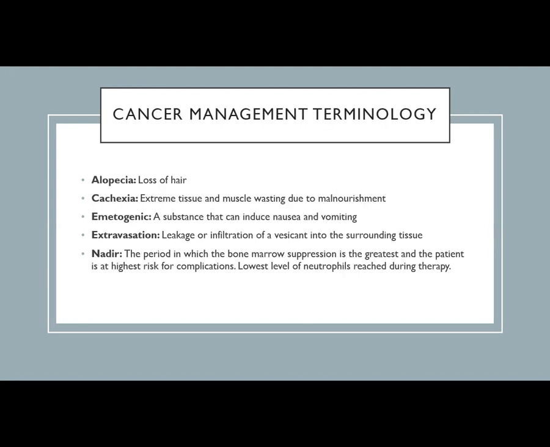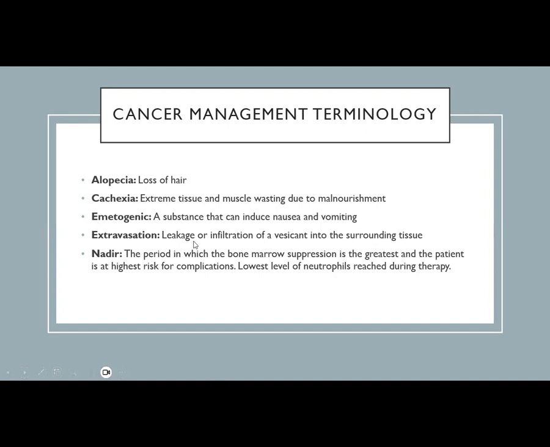These are some more cancer terminologies. Alopecia is the loss of hair. Cachexia is extreme tissue and muscle wasting due to malnourishment. Emetogenic means a substance that can induce nausea and vomiting. Extravasation is the leakage or infiltration of vesicant into the surrounding tissues. So this is for our IV medications.